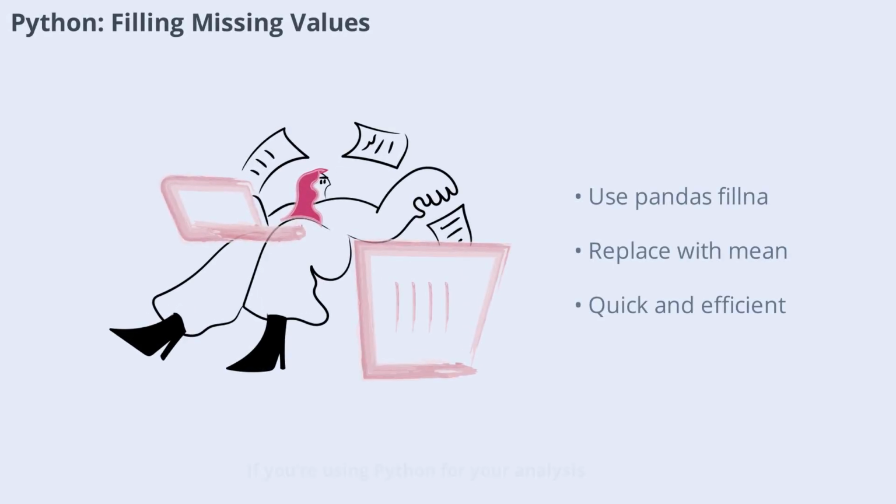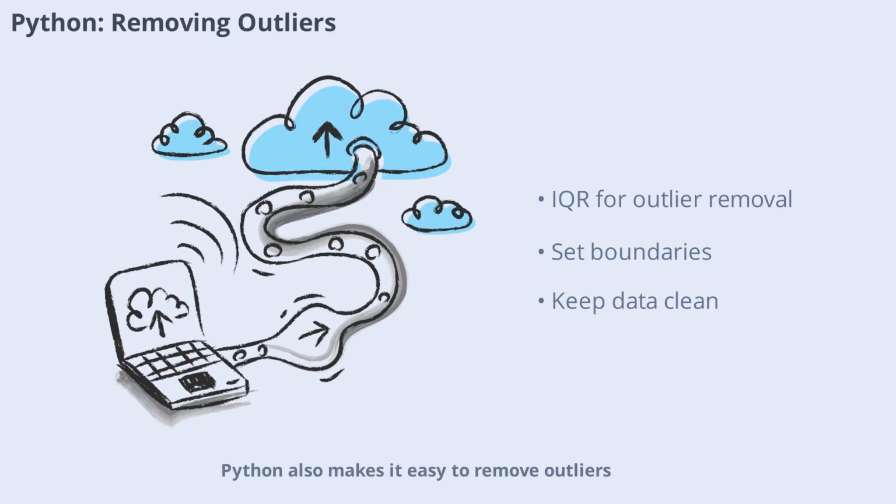If you're using Python for your analysis, filling missing values is straightforward. The pandas library offers a handy function, data.fillna(data.mean(), inplace=True). This line of code replaces all missing values in your dataset with the mean of their respective columns. It's a quick way to ensure your data is ready for analysis, especially when you have a lot of missing entries. Python also makes it easy to remove outliers.